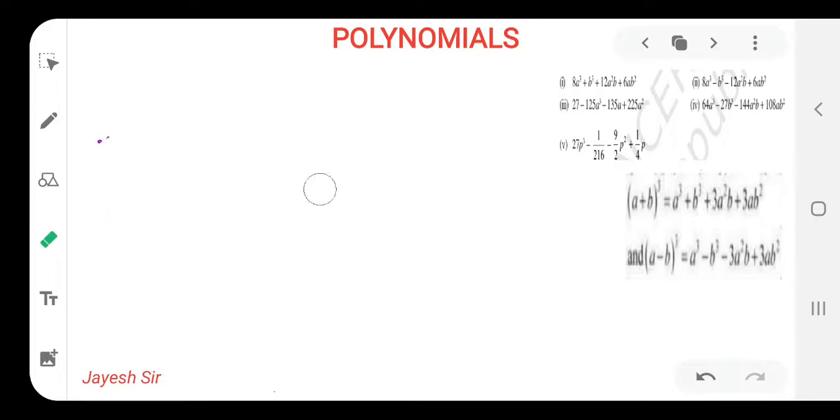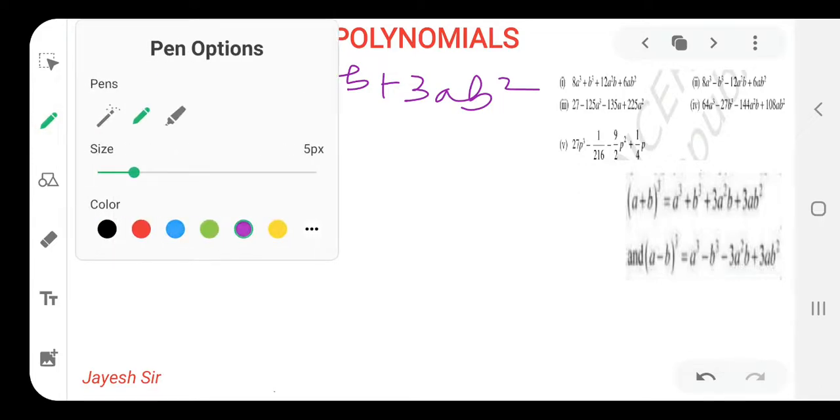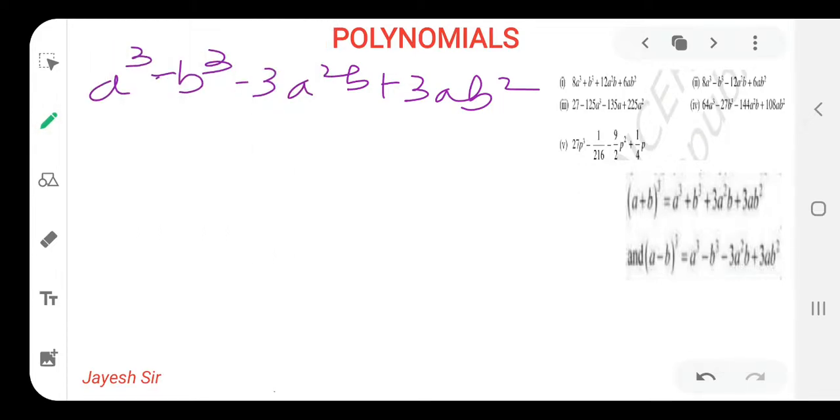Yes friends, so let's begin with the fourth sum for the day. So we can see the minus sign. The formula we are going to use is a cube minus b cube minus 3a square b plus 3ab square. Yes friends, this is the formula we are going to use. We have to put the question below this and try to get the values of a and b from that.